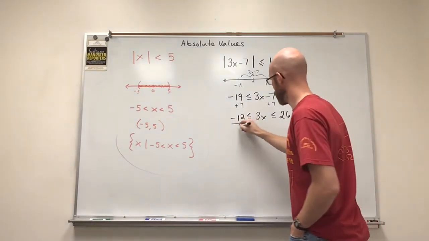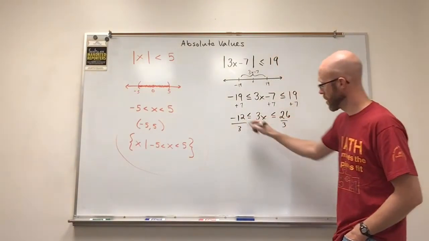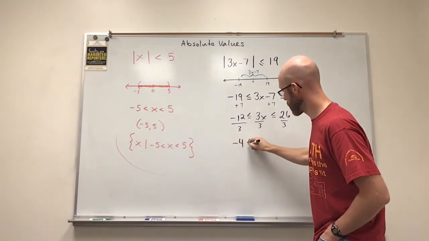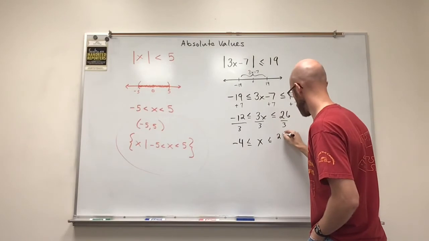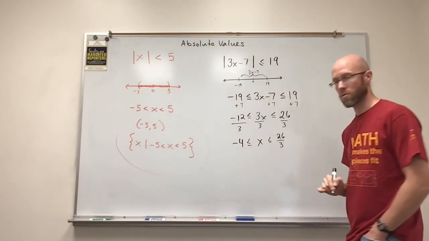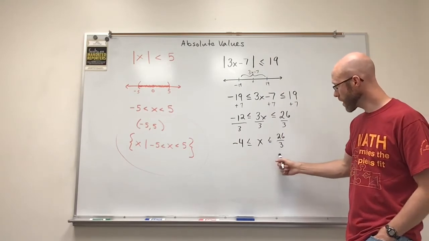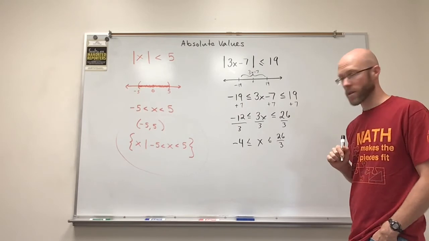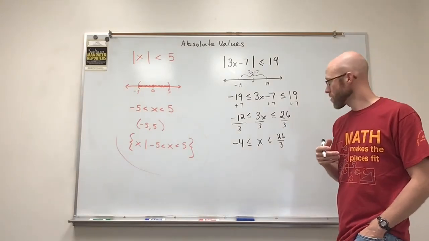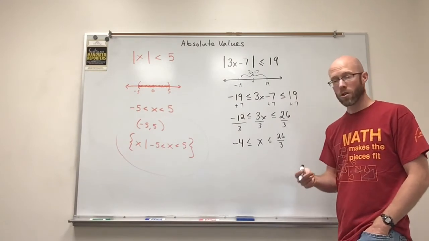And I divide out the 3 on all 3 parts. And I get negative 4 is less than or equal to x, which is less than or equal to 26 thirds. Does not reduce. It is a mixed number, but I'm going to leave it in fraction form there. All right, so my solution then is between negative 4 and 26 thirds. My final representation of the answer could come in 2 different ways.